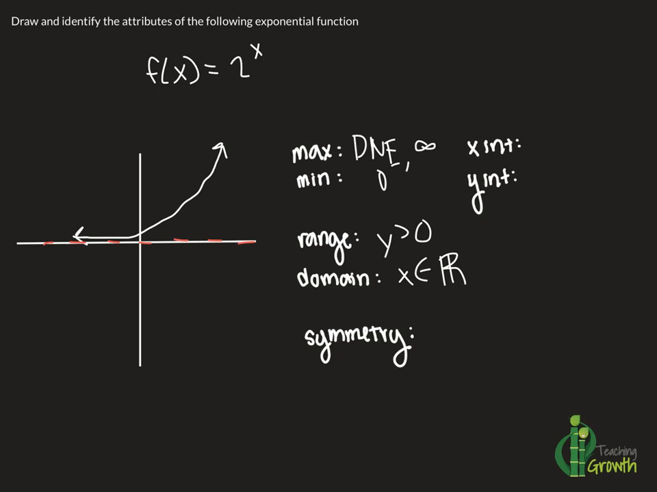So the next attribute is symmetry. And for symmetry, we can simply write none, because this function is not symmetrical to anything at all. And the final set of attributes we're going to be going over is x-intercept and y-intercept. An intercept is where the function crosses one of the axes. So we are actually not going to have an x-intercept. So we're simply going to write DNE, does not exist, or we can write none. That's an acceptable answer. And for the y-intercept, we're going to have a y-intercept at the coordinate (0, 1). These are all the attributes, and this is what an exponential function will look like.